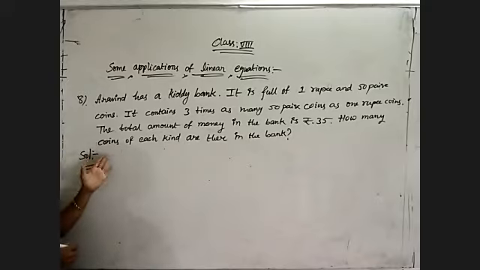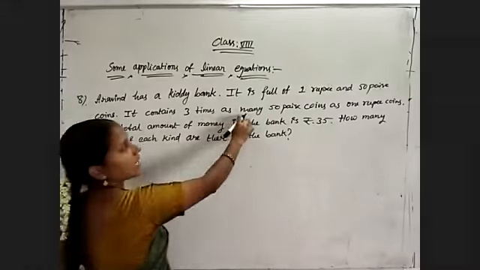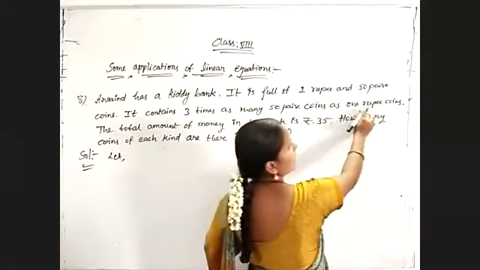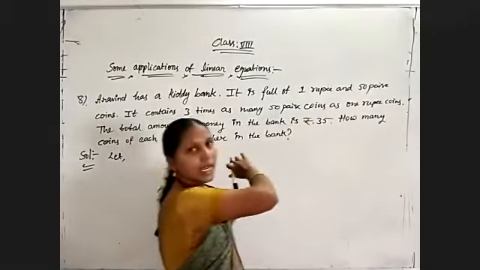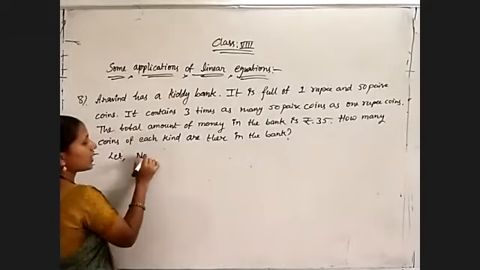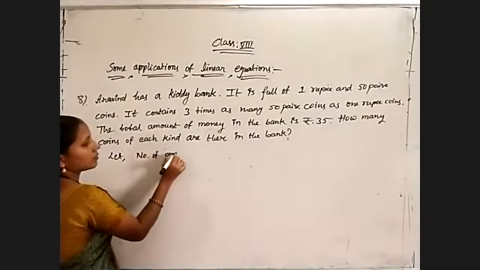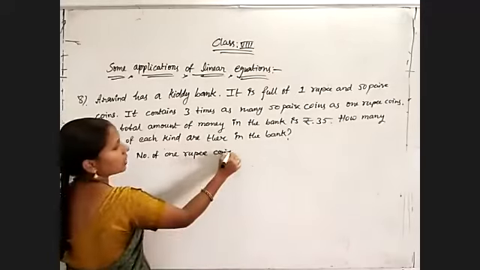Now coming to this question. As I told you, it contains 3 times as many 50 paisa coins as 1 rupee coins. So we need to take the 1 rupee coins as the variable. Let the number of 1 rupee coins be x.